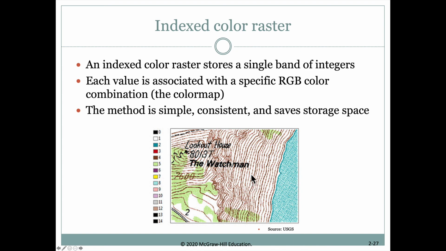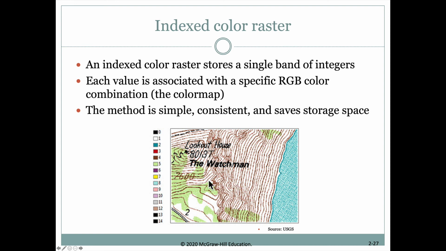This is another very common sort of raster display. This is an indexed color raster. So the indexed color raster is stored as a single band of integers, and each one of these pixels is associated with a red, green, and blue value, which in combination is going to give it this color. So this is a simple, consistent method to store data, and it saves storage space.